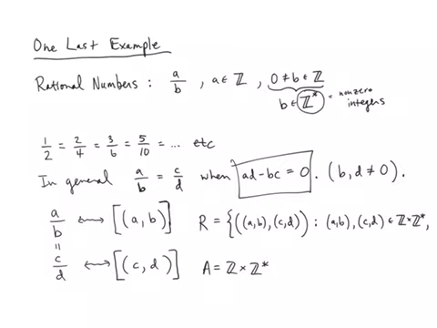and they're going to be equivalent, right? So they're in this relation set when AD minus BC equals 0. So AD minus BC equals 0. Okay. Right, so that is our set.